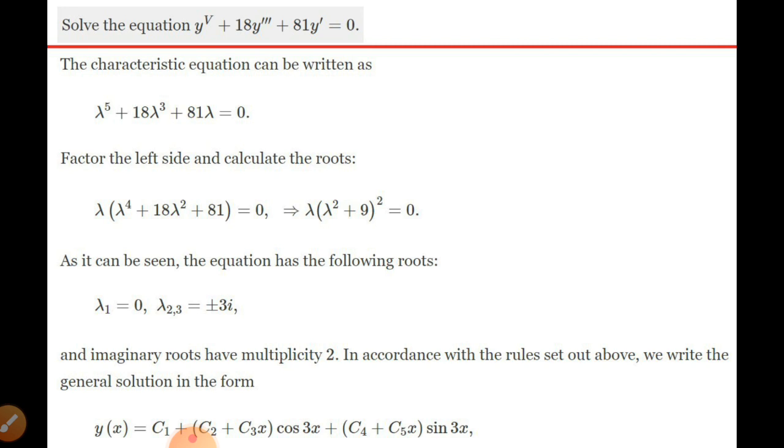So we have to write the corresponding solution as per our desired result. The solution will be c1 corresponding to lambda equals 0, plus (c2 plus c3 x) cos 3x, because there is no alpha term here, alpha is 0 but beta is 3, and also we will have (c4 plus c5 x) sin 3x. So in this way we can solve any homogeneous differential equation, we can find the roots of any homogeneous differential equation whose coefficients are constant.